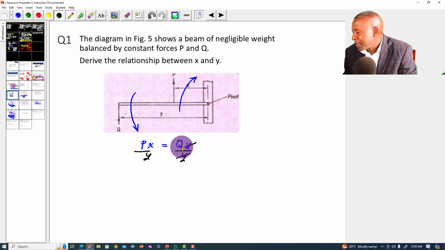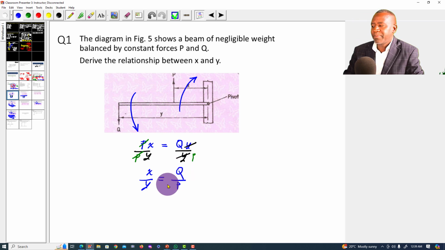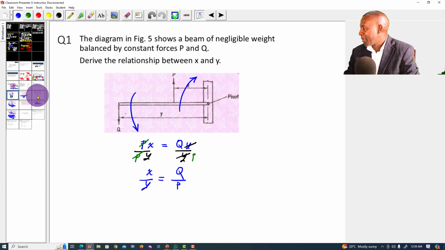The other thing I want to get rid of is P. So let me use another color to get rid of P. To get rid of P, the best way is to divide both sides by P. And again, you see the P cancels out here. So I end up with the expression X over Y is equal to Q over P. And this is what the examiner would be looking for for 2 marks. It's just as simple as that. So here there were no numbers, and I hope you have understood how we have worked it out.